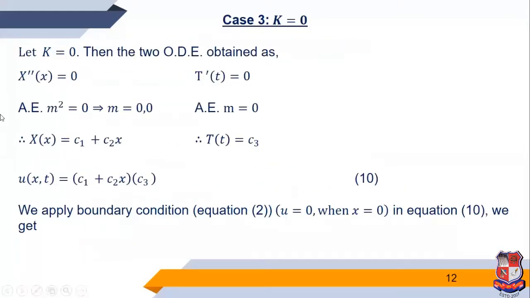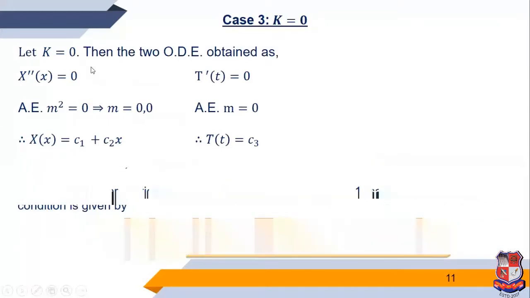Now we consider case 3, k equal to 0. Then obviously we get two ODEs: X double dash equals 0, T dash equals 0. So m is equal to 0 two times, which is the auxiliary equation. Then we get X of x is c1 plus c2 x, and here T dash is 0. That means the solution of T is constant c3.